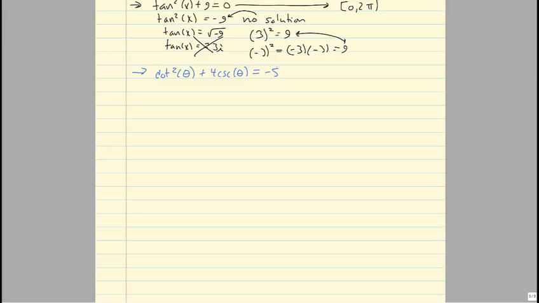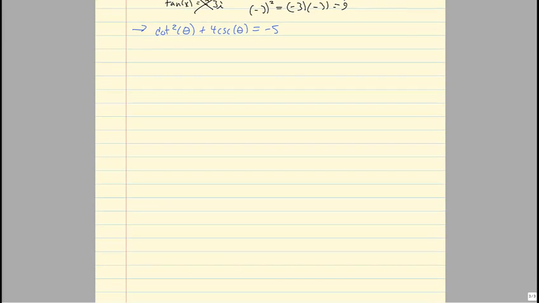Now there's a couple things going on here. First of all, we have cotangents and cosecants, so we don't have a common factor here, and on the right hand side we don't have a 0. We don't have this equal to 0, we have it equal to negative 5. So I need to do some work on this.